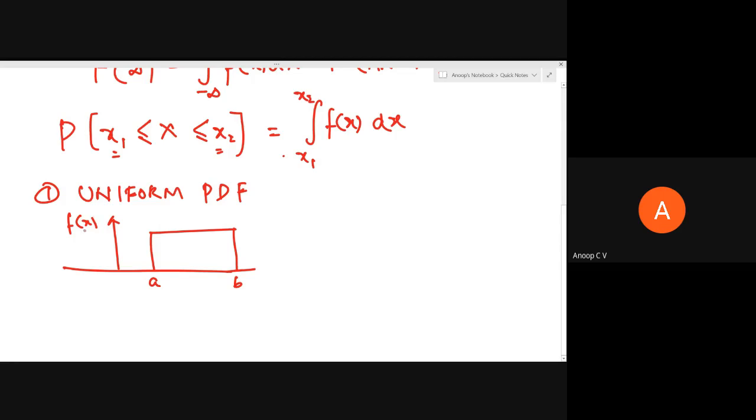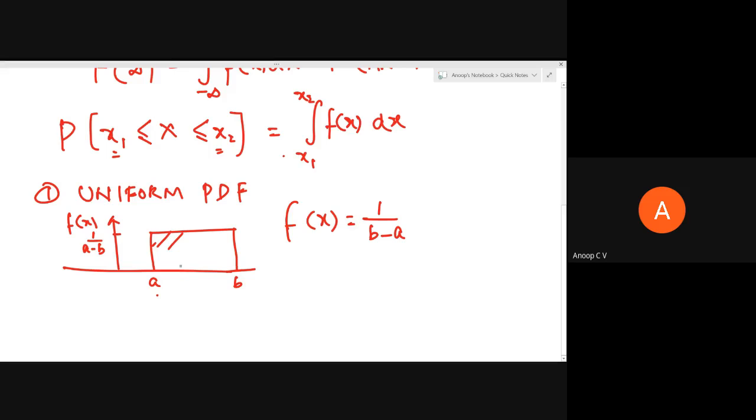So x will take any value between a and b with equal probability. So a uniform PDF can be written as, you just note it down, f of x will be equal to 1 by b minus a, right? The probability is the same. That is, the area under this has to be equal to 1. So if the range of x is from a to b, and the probability is the same, for this area to be equal to unity, this height should be equal to 1 by b minus a.